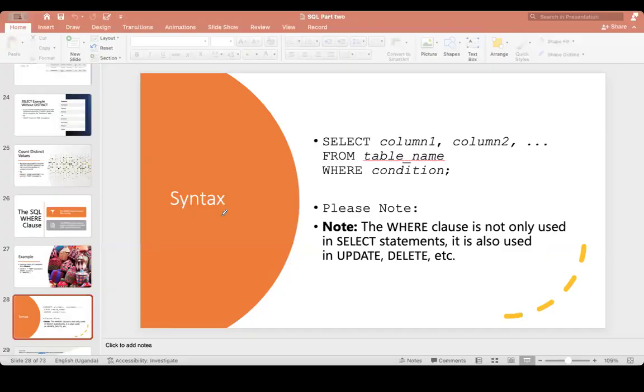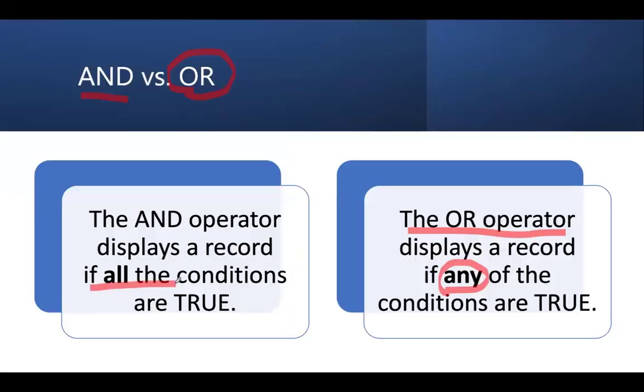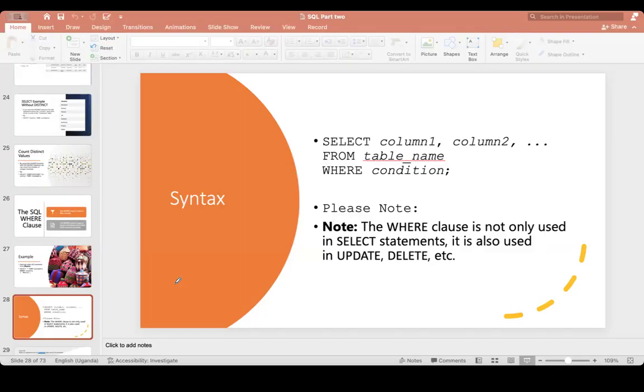And that is it. Here we have the OR. Now, what makes these two differ? We have seen the AND operator, but we also have another operator called OR. Now, the OR operator displays a record if any of the conditions are true. But under the AND operator, all conditions must be true. But under the OR operator, at least one of them must be true.